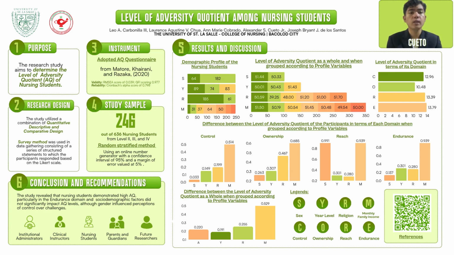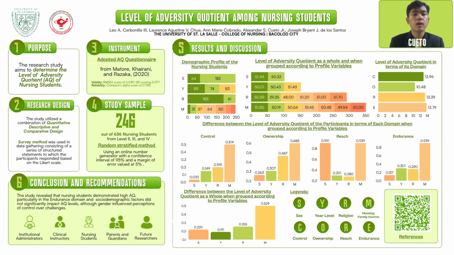For the ownership domain, when participants were grouped according to sex, year level, religion, and monthly family income, the result revealed that there is no significant difference in their AQ levels. This suggests that the tendency to take responsibility for adverse situations is consistent across these demographic variables, indicating that the sense of ownership in facing challenges is not influenced by these factors.